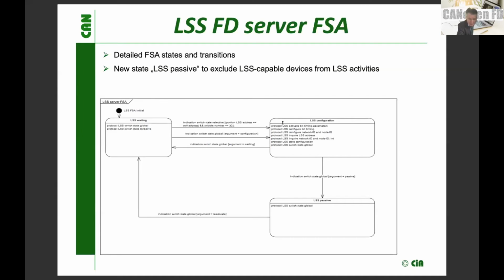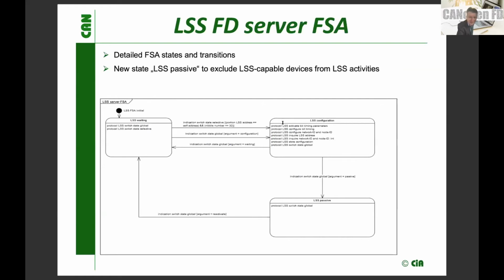In the state waiting, it switches when you know what is going on, whether it is still in a configuration or waiting for whatever might be happening within the LSS protocols and configuration services. In the configuration state, there are various protocols available for configuring, acquiring data, acquiring the address of the devices, configuration of bit timing, and so on.